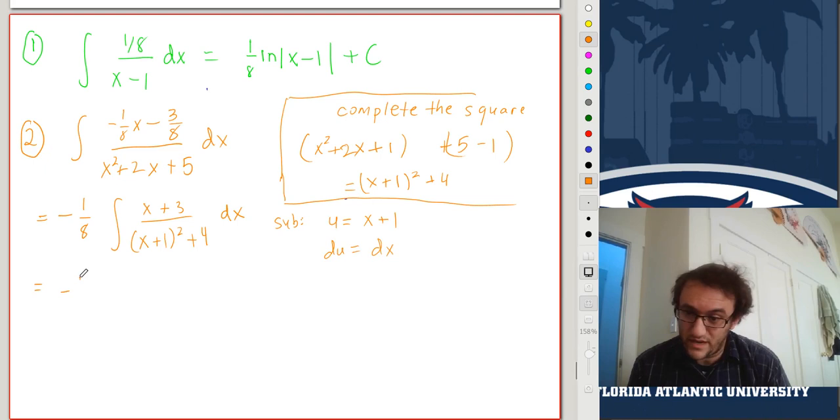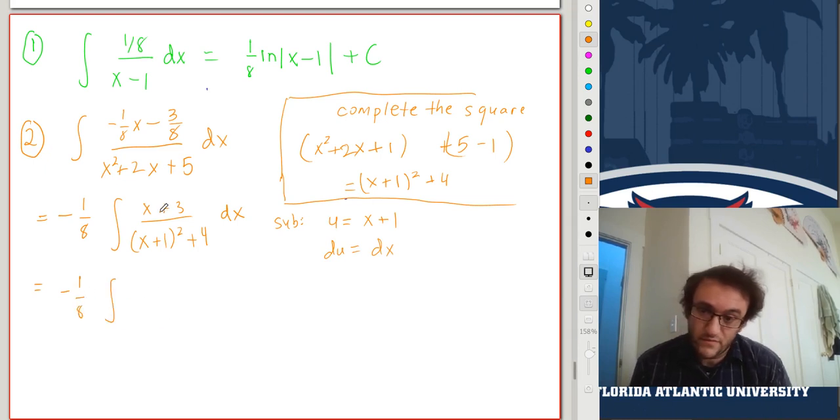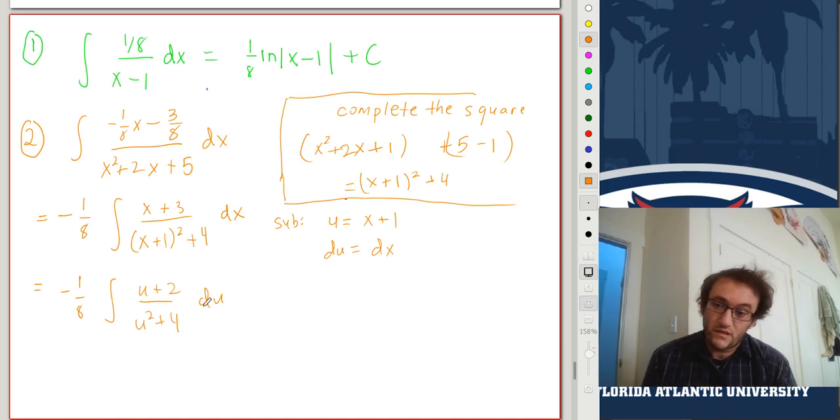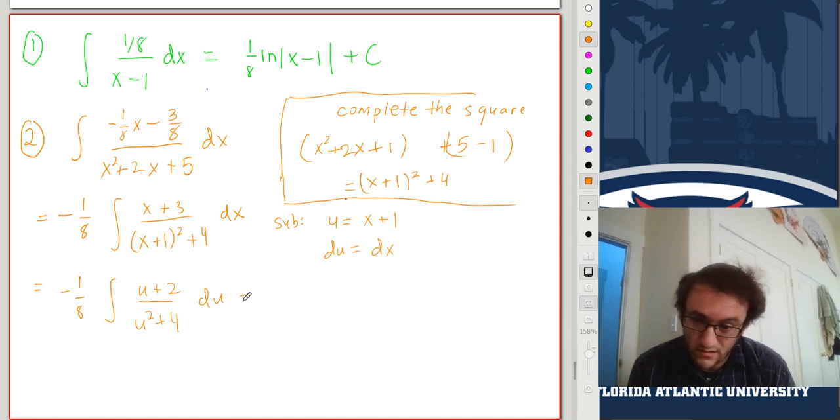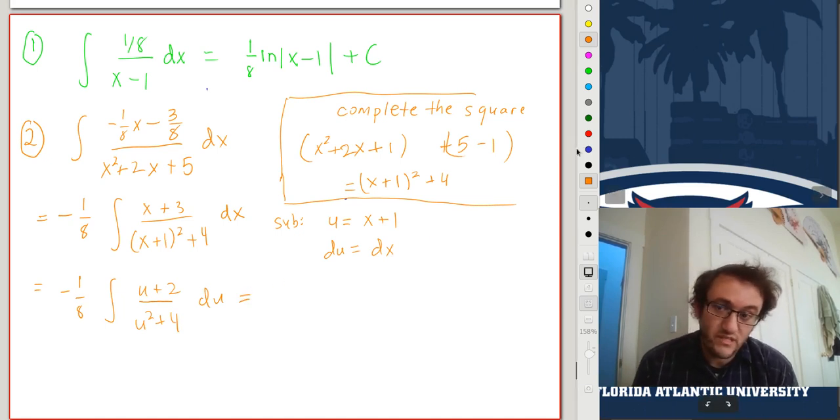So this becomes minus 1/8 integral of, since we have x plus 3 up here, this becomes u plus 2, because u includes x plus 1, divided by u squared plus 4 du. Okay, and as I advised earlier, we're going to split this up into 2 pieces.